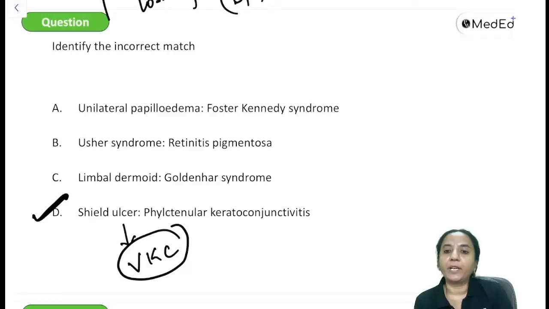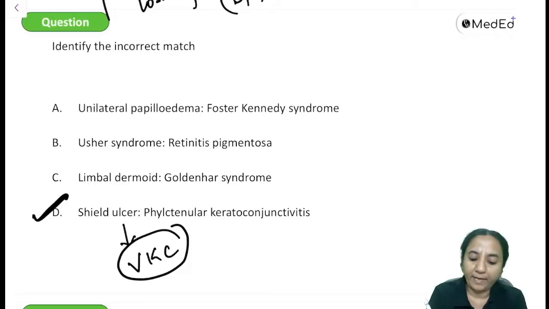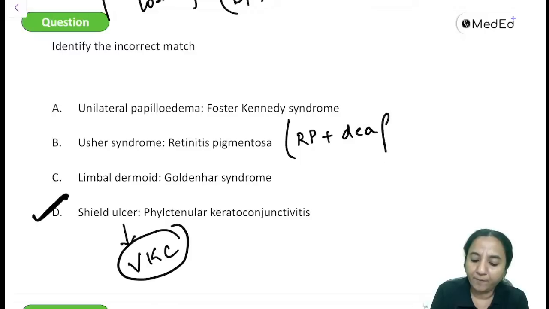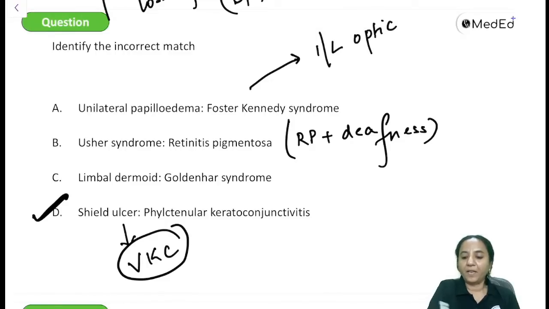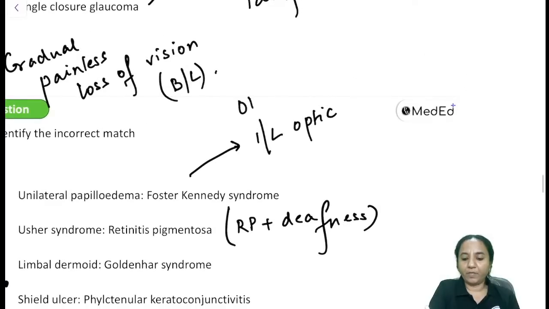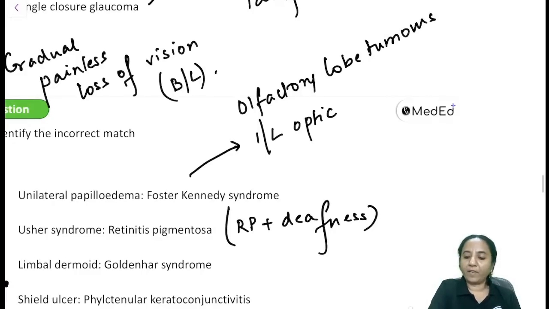Others are correct. Limbal dermoid is associated with golden hair. Usher is associated with retinitis pigmentosa. It is a combination of RP with deafness. And what is Foster-Kennedy syndrome? Foster-Kennedy syndrome is a condition seen in olfactory lobe tumors where you have ipsilateral optic atrophy and contralateral papilledema.